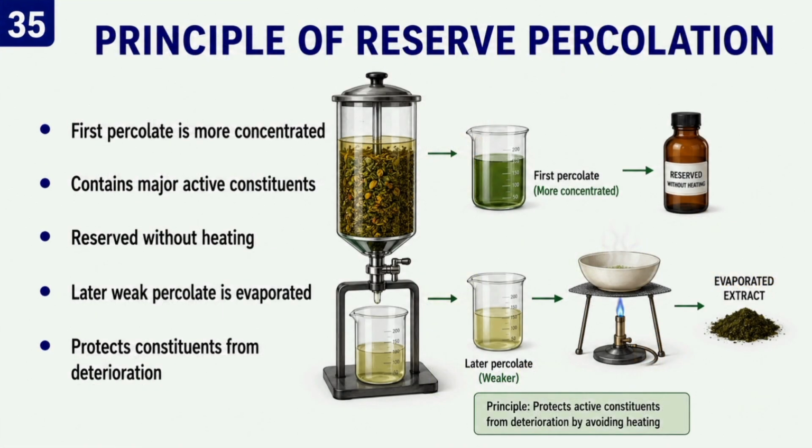So the first percolate is more concentrated, so it contains a higher quantity of the extracted constituents, therefore it is reserved without heating. Later weaker percolates can be concentrated by evaporation. This protects the important constituents in the stronger portion from unnecessary heat exposure.